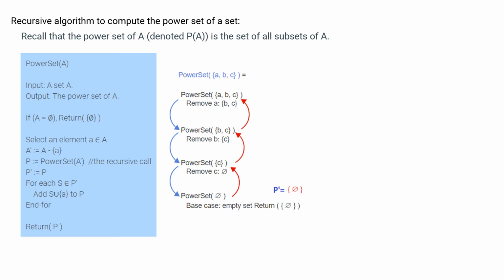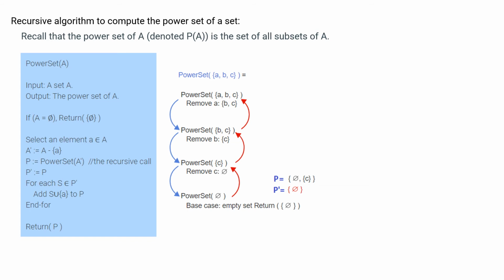So for this last iteration, we took out the C. So we're going to add in, for every set in P prime, which is now just the empty set, the C. We add that to P. So now P started out with just the empty set, and now we've included this extra set here.